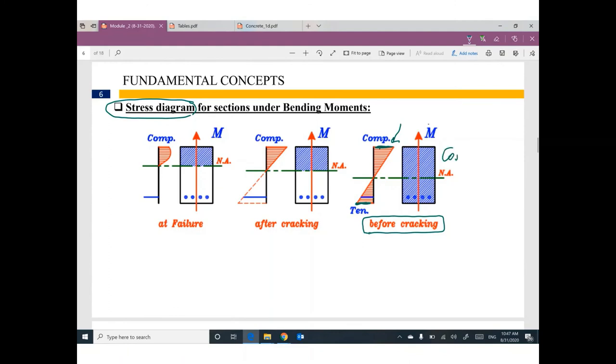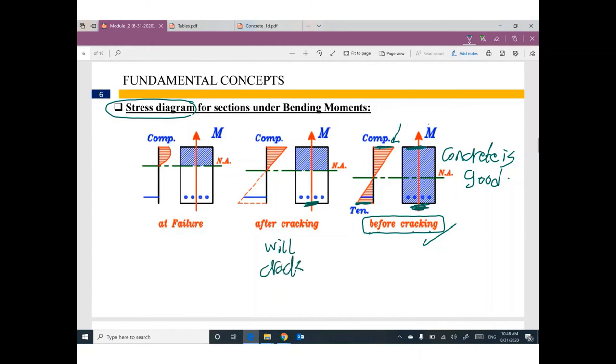Concrete is good, it still works in tension and compression, because the concrete did not crack. We are still at a load level before cracking, before the tensile strength limit of concrete. We are still good. If you increase the load a little bit, the tension here will exceed the tensile strength of concrete, so concrete will crack.